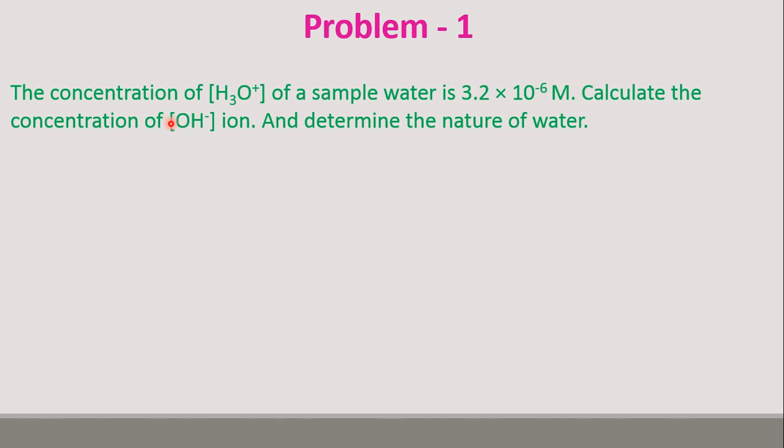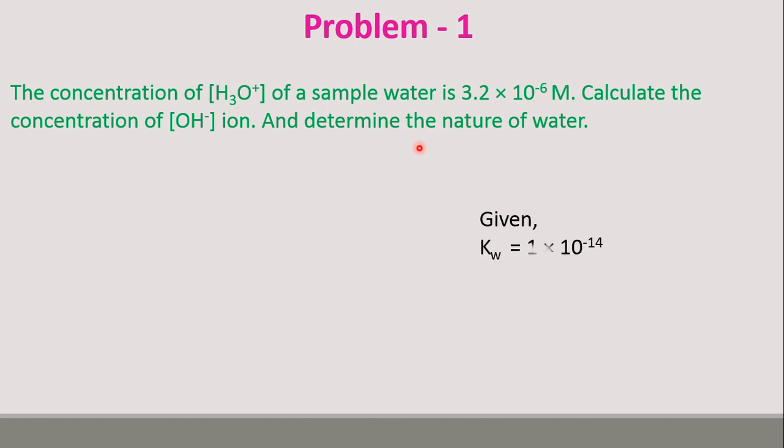Here, the concentration of hydronium ion of a sample of water is given. This water may not be neutral. You have to find out the concentration of hydroxyl ion. Not only this, after getting both ion concentrations, you have to determine the nature of the water. That means whether the water is acidic, basic or neutral.